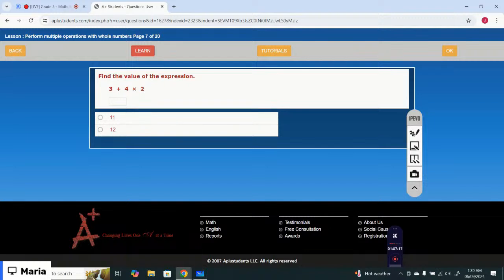Find the value of the expression. Which is the correct option? 4 times 2 you have to do first, right? 4 times 2 is 8 and 8 plus 3 is 11. Option number 1 is the correct option.